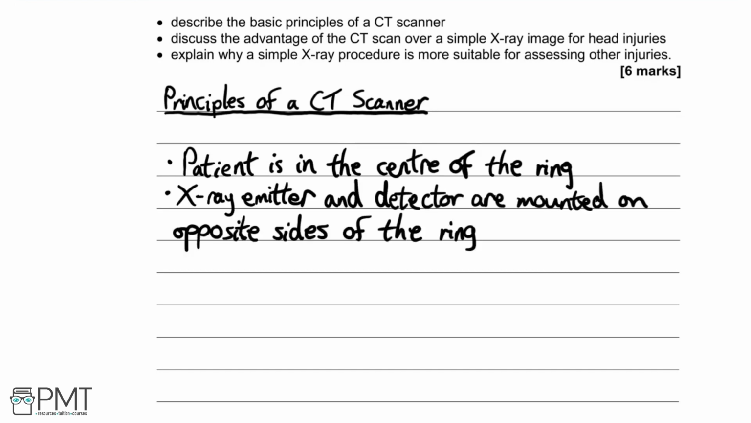What then happens is a quick X-ray image is taken, so a flash of X-rays which pass through the object being assessed, i.e. the head, and the detector detects the X-rays on the other side.